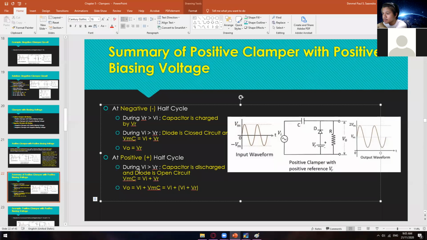But during the positive half cycle, V sub I plus V sub R, why plus? Let me give myself 1 minute to analyze why we have negative V sub I. Positive, negative. Yeah. So before this one is during V sub R, V sub I.